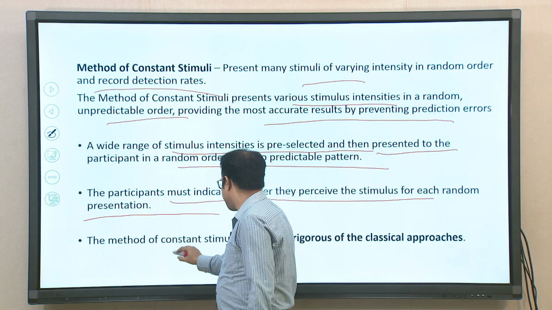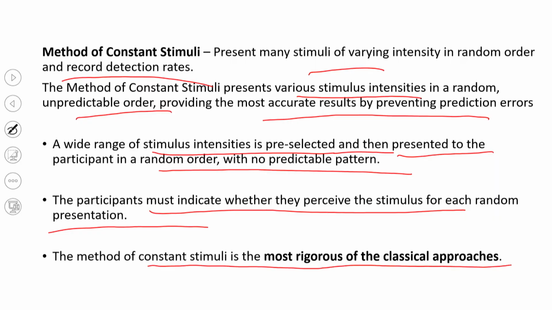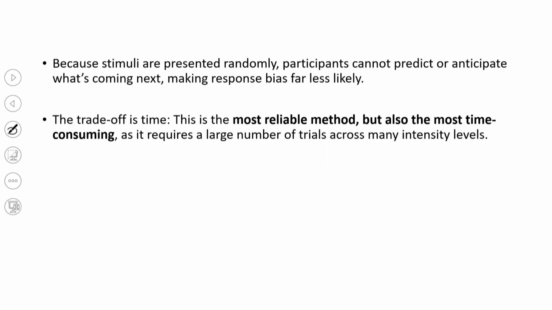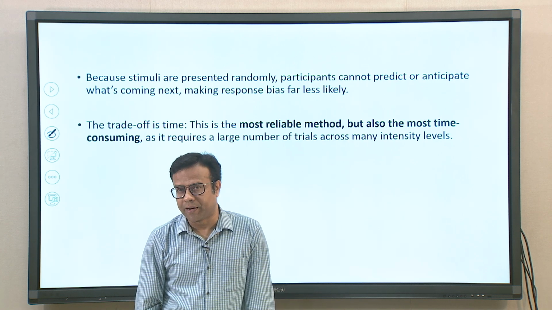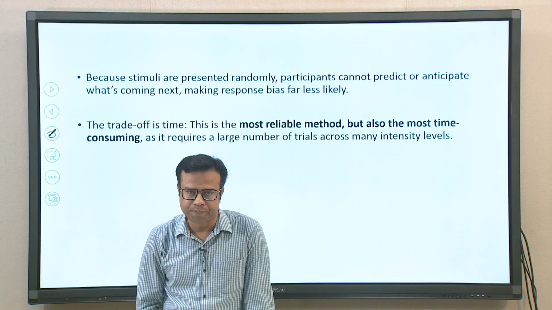So, this method of constant stimuli is the most rigorous approach as a method, because the stimuli are presented randomly, and the participant cannot predict or anticipate what is coming, making it less biased. Bias is very unlikely to happen in this case, because they cannot predict anything.